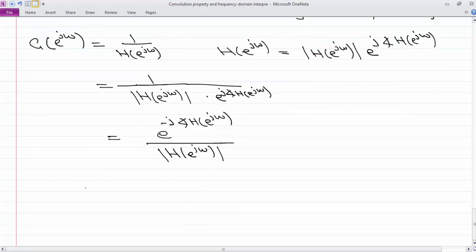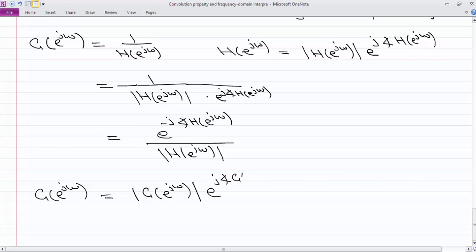So if I now relate the two for the inverse system, I can also write G of e to the j omega in polar form as the magnitude of G times e to the j phase of G. If I compare the two equations, what do I see? The magnitude of my inverse system is simply the inverse of the magnitude of nature's system. So what it is saying is that an inverse system should be built so that if nature scales up frequencies by a factor of 2, my system should scale down that frequency by a factor of 2. If nature scales down something by a factor of, let's say, 3, my system should scale up that frequency by a factor of 3. It's 1 over whatever the scaling nature is doing.